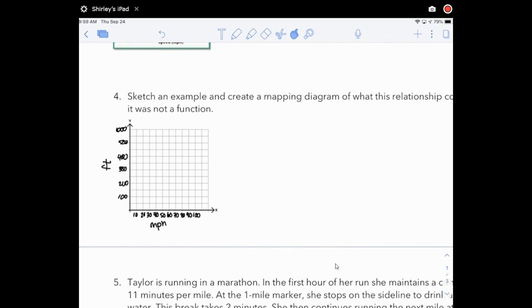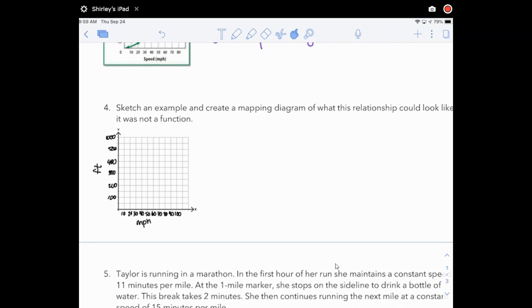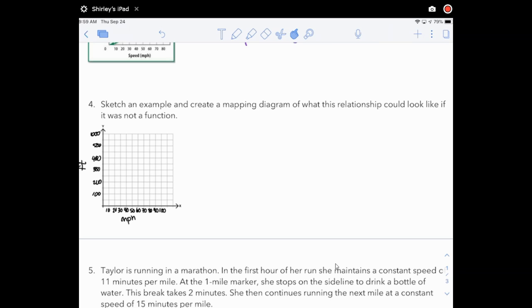Question number 4 says, sketch an example and create a mapping diagram of what this relationship could look like if it was not a function. Okay, so we want to keep in mind here that functions mean that your y values cannot repeat. It's easy to think here in terms of your x values repeating, but we're paying particular attention to the fact that to be a function, you cannot have any repeating y values for the same x value.